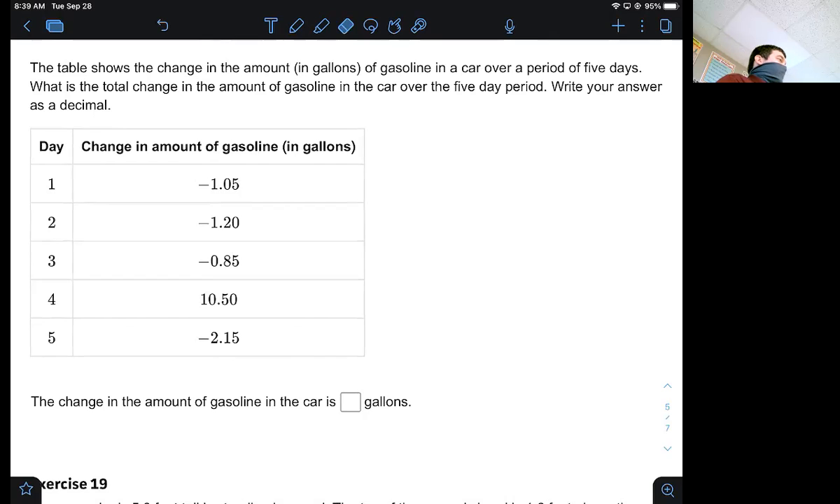What does it mean when it shows the number as negative? What does it mean that it's a negative change? It's what? We lost that. How do we lose that gas? Did it fall out of the tank? Just driving, right? Use it while you drive. What happens on day 4 then? I filled it up, or at least put some more in, right? Yeah. So why don't we do this?